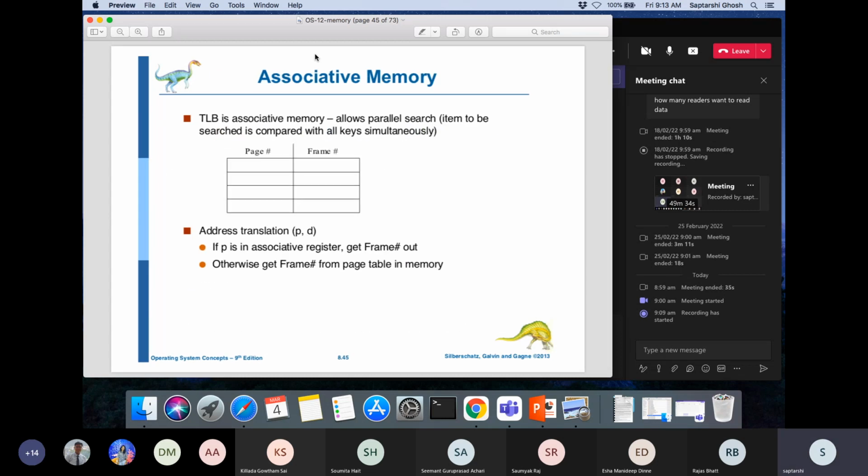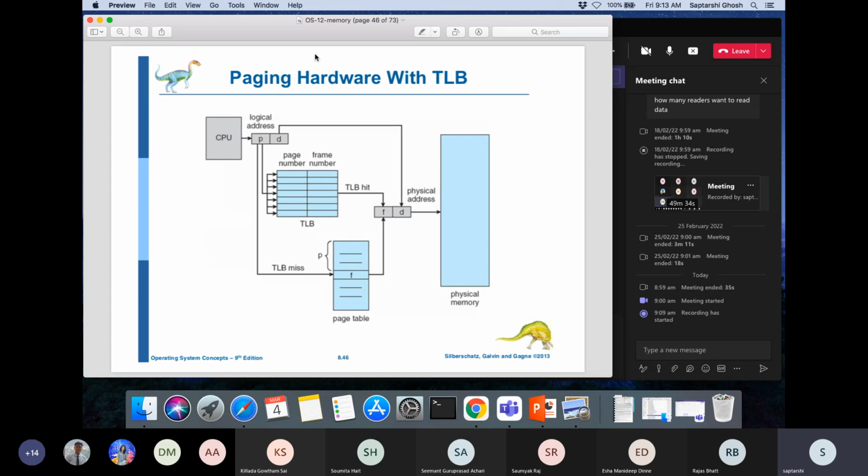But this problem has a simple solution. We basically use caching. A part of the page table is cached in a special cache memory known as the TLB, Translation Lookaside Buffer. This is what we discussed, and it is very much similar to caching. The page number which the CPU generates is first matched with the entries in the TLB. And intuitively, the TLB stores the most recently accessed or most frequently accessed pages and their frames.